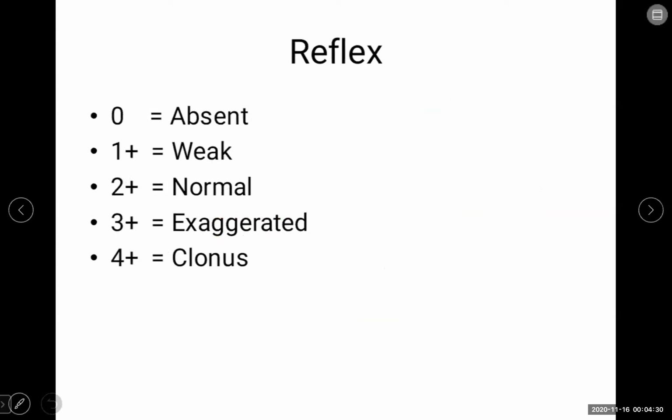Moving on to the next component, which is reflexes. Reflexes have five grades. Zero being absent. Four is clonus. Clonus is a rhythmic jerking movement which you see. Now the common types of clonus you see are the ankle clonus and patella clonus.